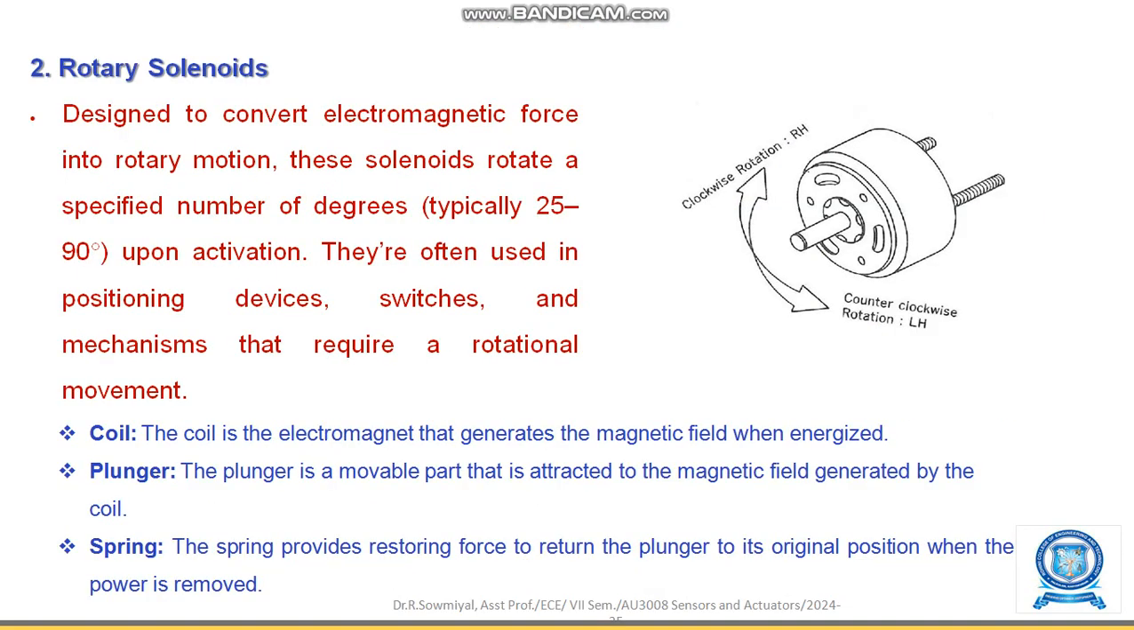Rotary solenoid. Designed to convert the electromagnetic force into rotary motion. These solenoids rotate the specified number of degrees upon the activation. They are often used in positioning devices, switches and mechanisms that require a rotational movement. Coil: a coil is the electromagnet that generates the magnetic field when energized. Plunger: the plunger is the movable part that is attracted to the magnetic field generated by the coil. Spring: a spring provides restoring force to return the plunger to its original position when the power is removed.